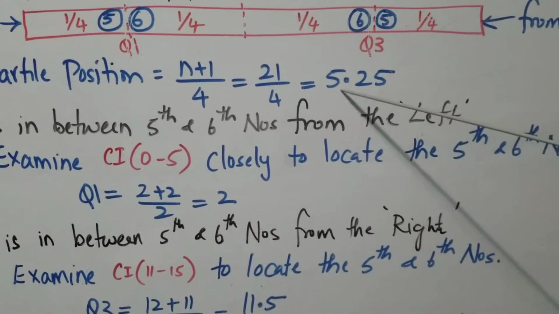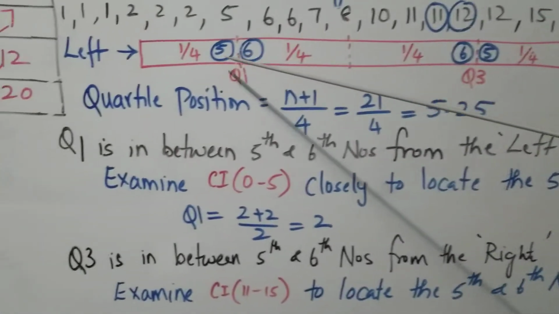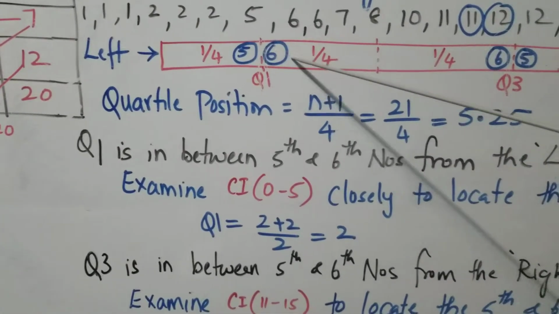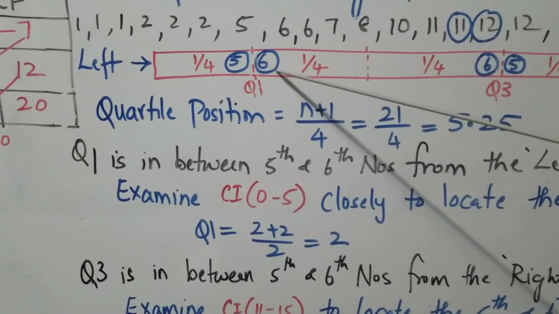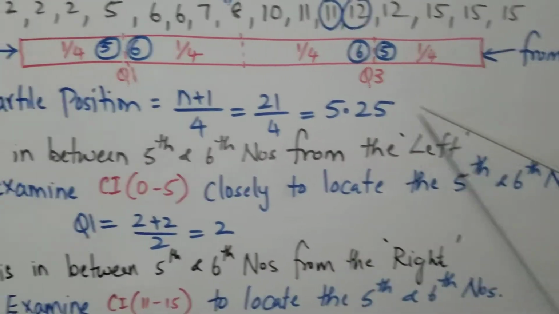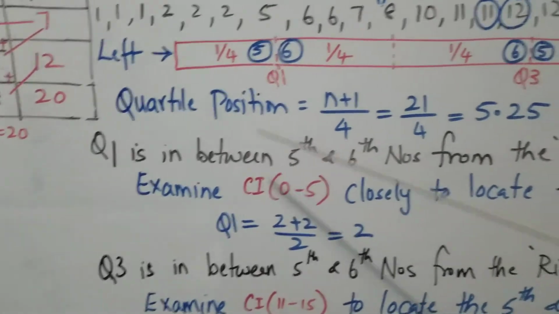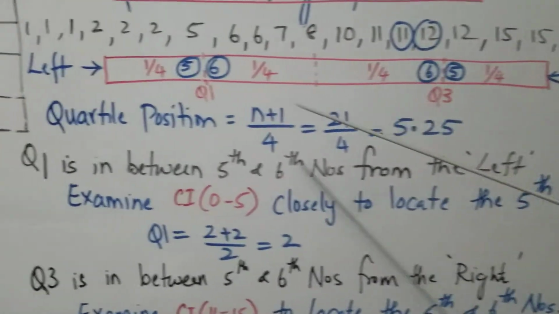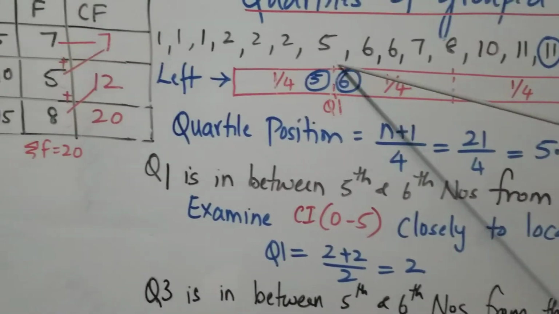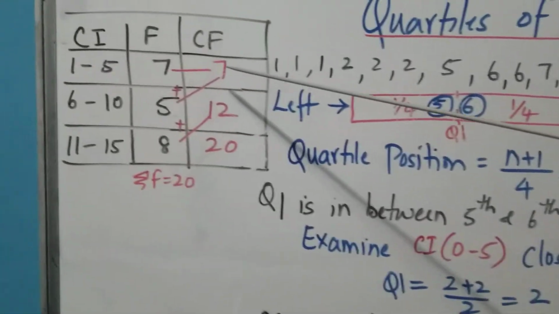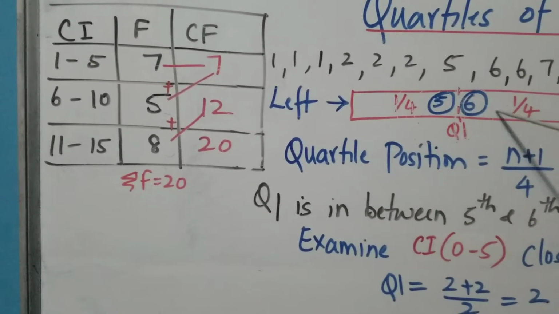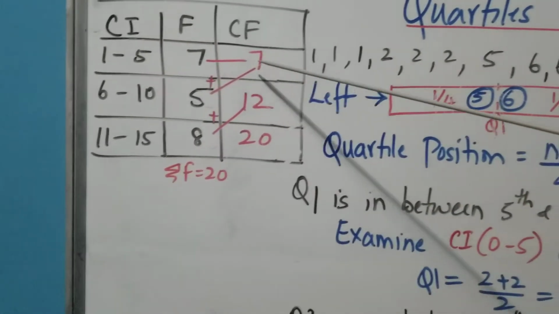Now, the decimal here indicates that the quartile is in fact the average of 2 numbers. So the quartile lies between the 5th number and the 6th number. That's the position of the quartile, not the actual quartile. So we look more closely at this 5th and 6th numbers, and we can locate the position of those 5th and 6th numbers based on the cumulative frequency.